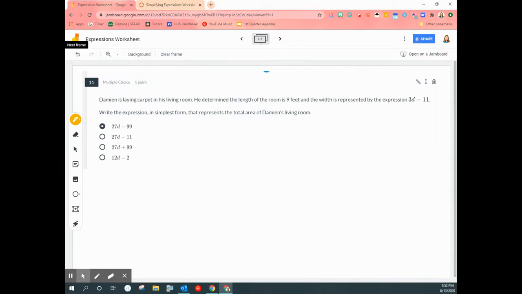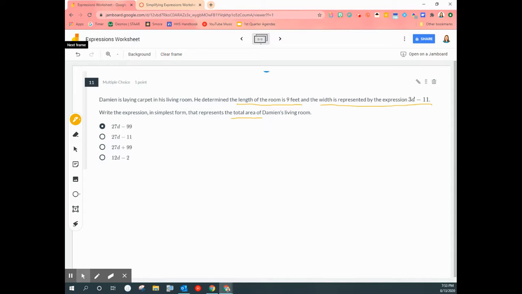Let's look at the other one. Damien is laying carpet in his living room. He determined the length of the room, okay, is 9 feet. And the width is represented by this expression here. It says, write the expression in simplest form that represents the total area of Damien's living room. Okay, but this one's asking us to find what? Total area this time. Okay, so let's do that.